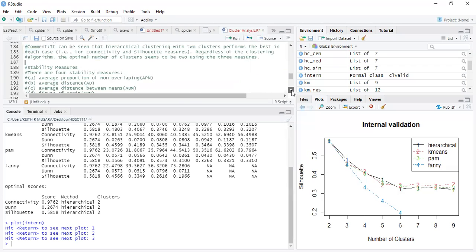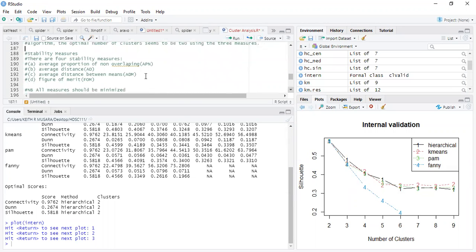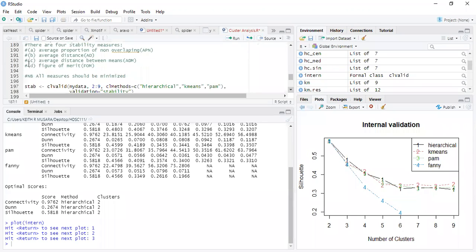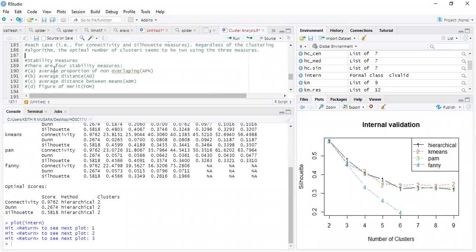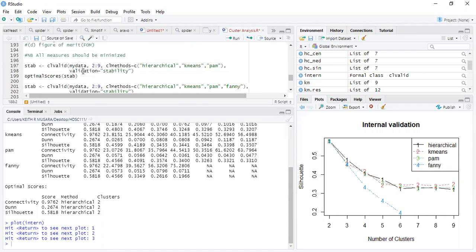So these are validations. It's required in an analysis to be able to validate. So we have got stability measures. That's another way of validation. Like we talked about internal, we're now looking at stability measures. So we've got the average proportion of non-overlap. We've got the average distance. We've got the average distance between the means. We've got the figure of merit, which is FOM. So these are stability measures. So we want to assess those clusterings, how stable they are based on our results.